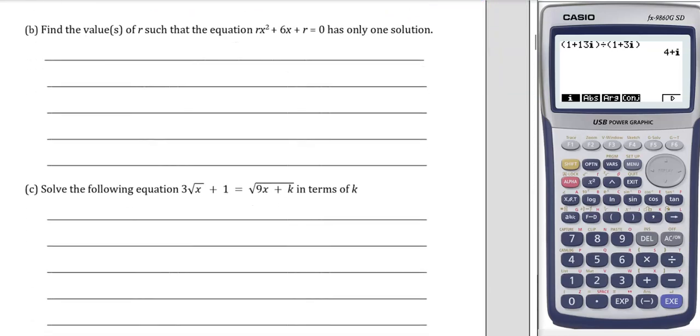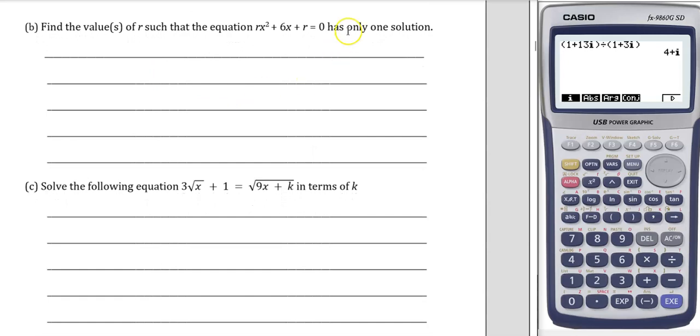Okay, for part B, we've got r values so that this equation has only one solution. That means we're using the discriminant. So we do b squared minus 4ac. That will be equal to 0 when there's only one solution. Okay, so the b value is 6. The a value is r. And the c value is also r.